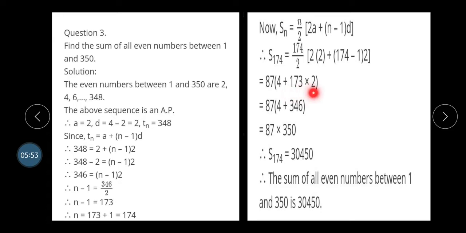So solving 173 into 2, we will get 346, plus 4 we will get 350, and multiplying it by 87 we are going to get 30,450. So our S174 is 30,450. Therefore, the sum of all even numbers between 1 to 350 is 30,450.